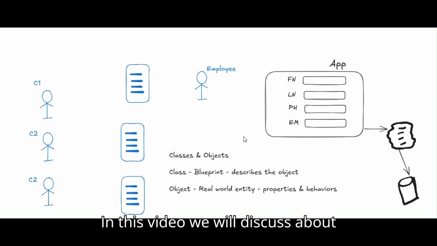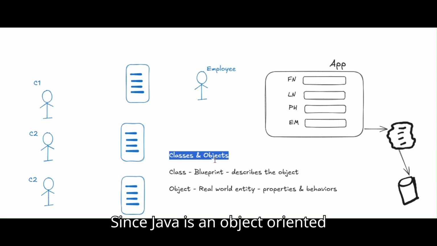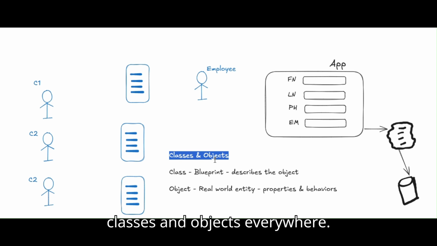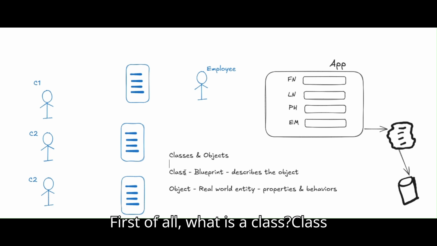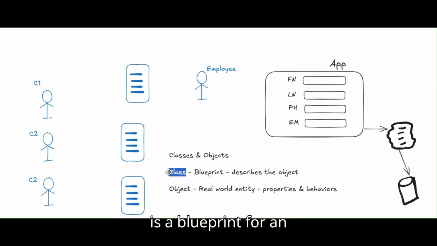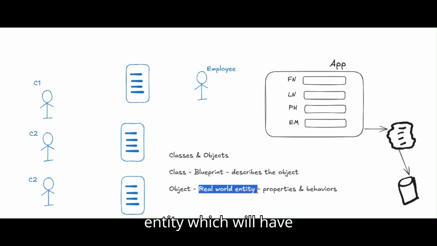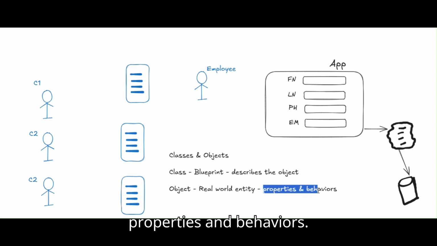My name is Kishore. In this video, we will discuss classes and objects. Since Java is an object-oriented programming language, we are going to use classes and objects everywhere. First of all, what is a class? A class is a blueprint for an object which describes the object. Then what is an object? An object is a kind of real world entity which will have properties and behaviors.